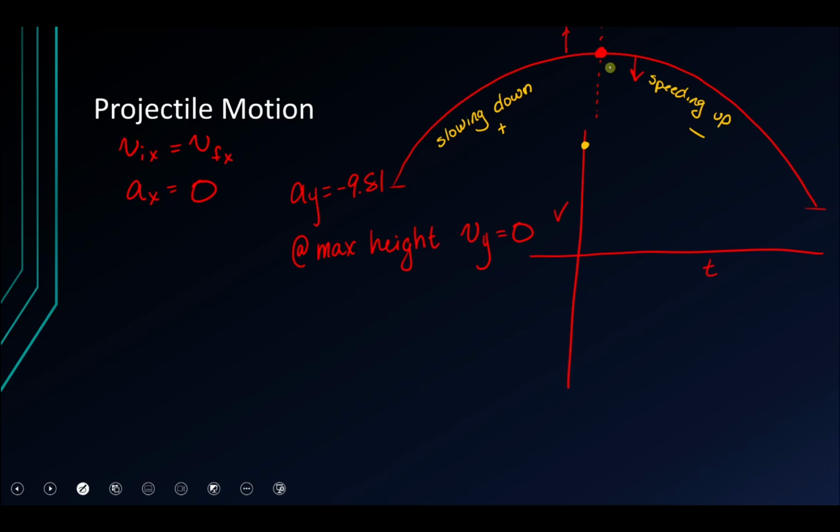And up until, let's call this where max height occurs, this object is going to be slowing down, but still in the positive direction. All of these velocities here are still positive values. They're just getting smaller, right? Then it is going to start speeding up.